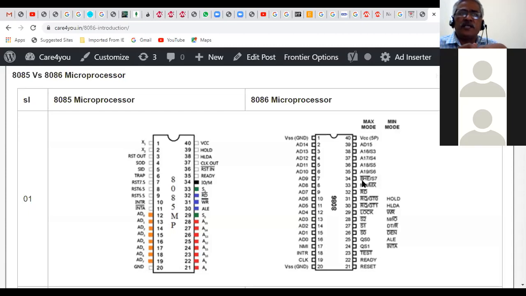Similarly, it also has the facility to attach a separate processor in the maximum mode, and that processor is called a co-processor. You people, because when the first PC was built, you were not even born. I have used the first PC that was built on the 8086.